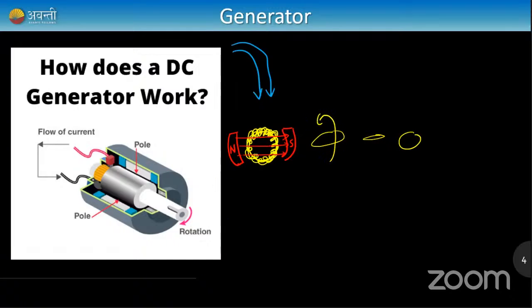When the coil rotates, the angle theta changes. The flux is BA cos theta, so when cos theta changes, there is a change of flux. Whenever the flux changes, an EMF is induced. This is the most basic principle of how we generate electricity.